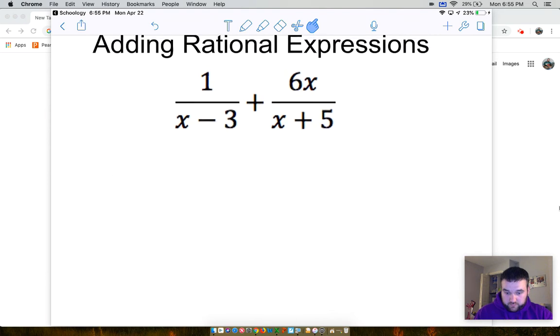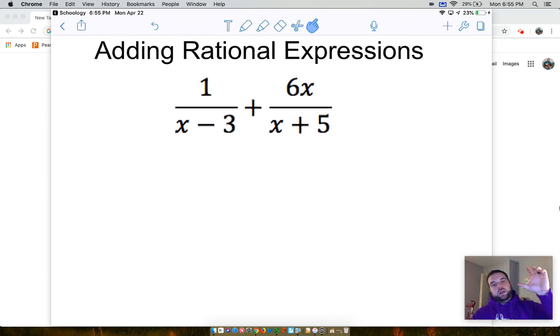So here, I have 1 over x minus 3 and 6x over x plus 5. I want these denominators to be the same. What I cannot do is just add 8 to both sides. If I added 8 to the bottom, it would become x plus 5, but that's not mathematically legal, and this is not a proof.